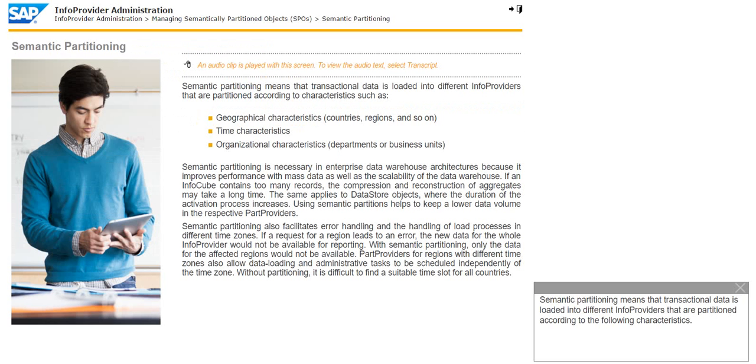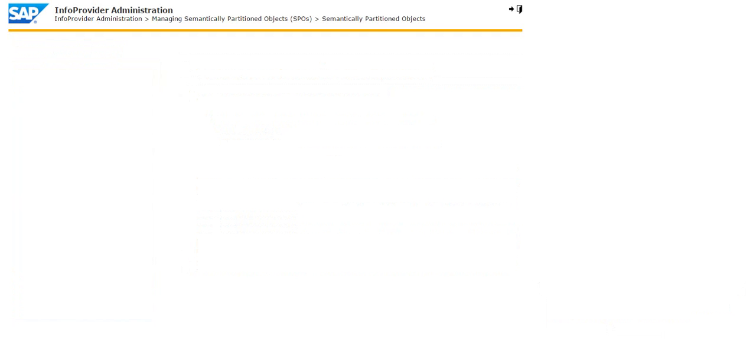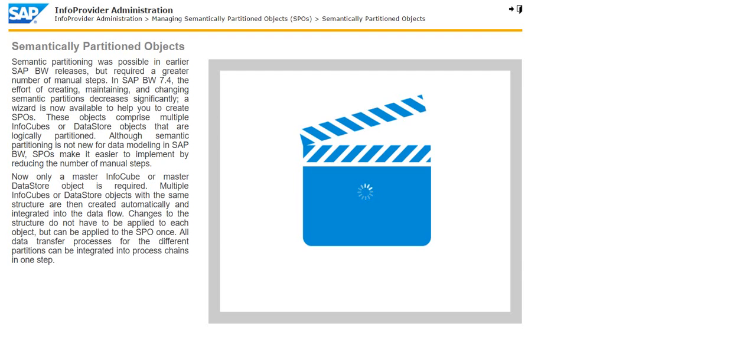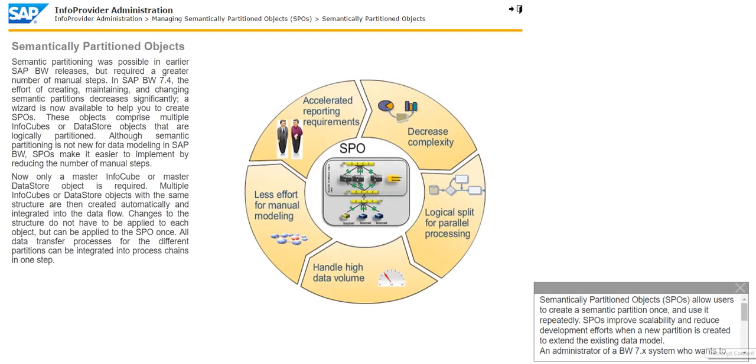Semantic partitioning means that transactional data is loaded into different InfoProviders that are partitioned according to the following characteristics. Semantically partitioned objects, or SPOs, allow users to create a semantic partition once and use it repeatedly. SPOs improve scalability and reduce development efforts when a new partition is created to extend the existing data model.